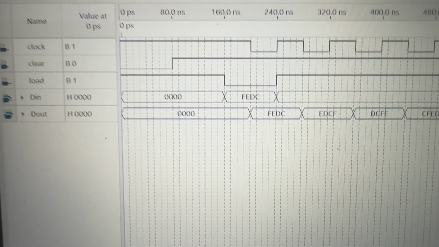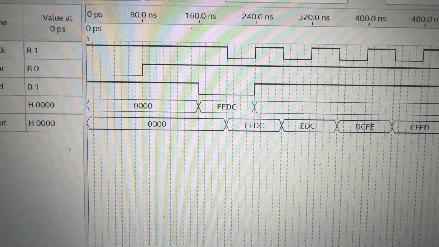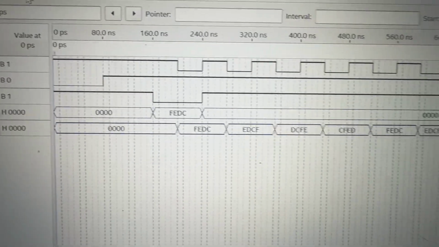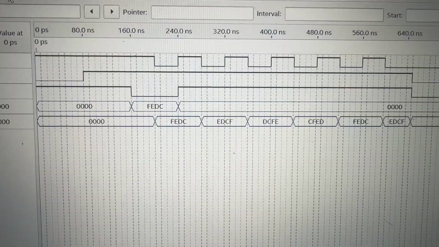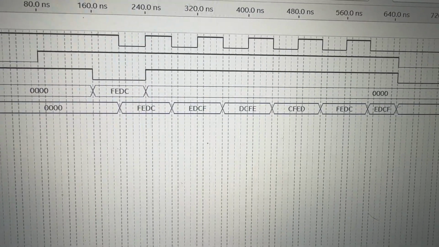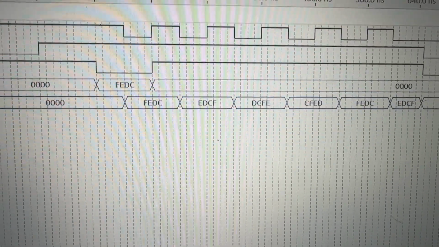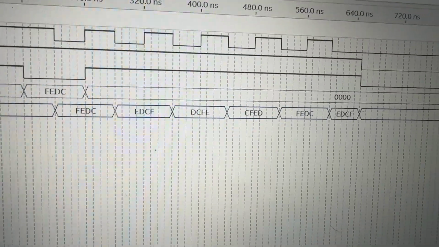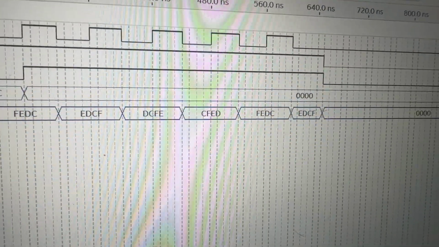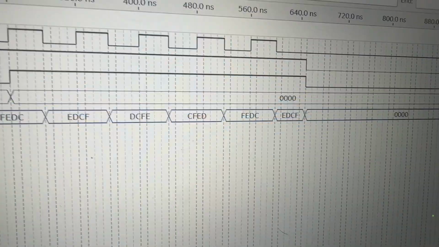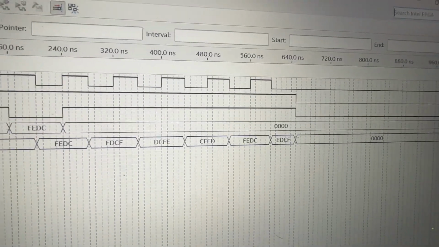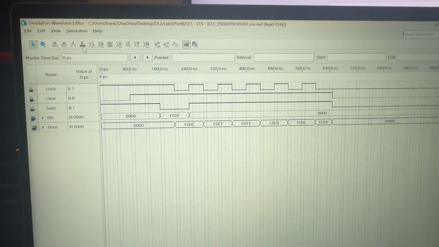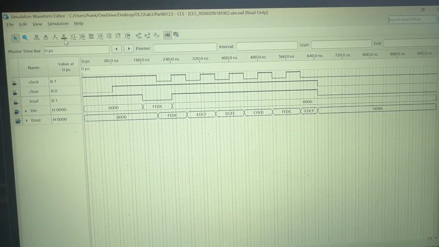So there's my circular left shift. Obviously, the FEDC is loaded in, and then as the clock goes to the negative edge, we see it circularly left shifting from FEDC to EDCF to DCFE to CFED back to FEDC, and then circularly shifting again to EDCF. So that's my part B for Lab 3.